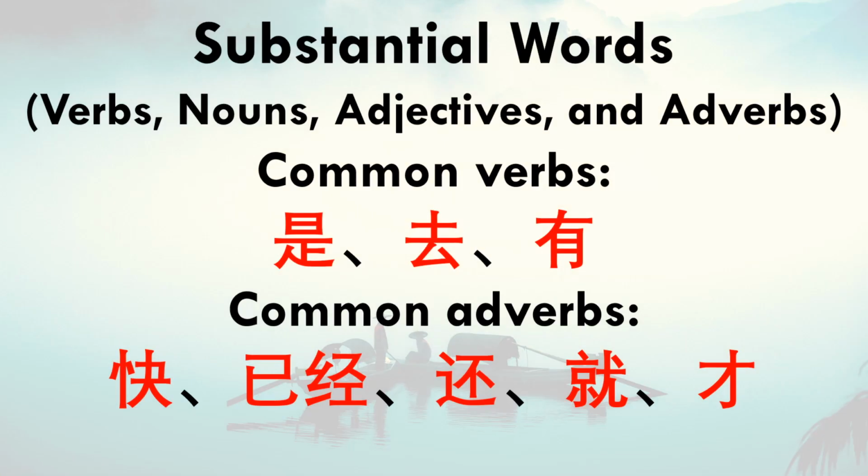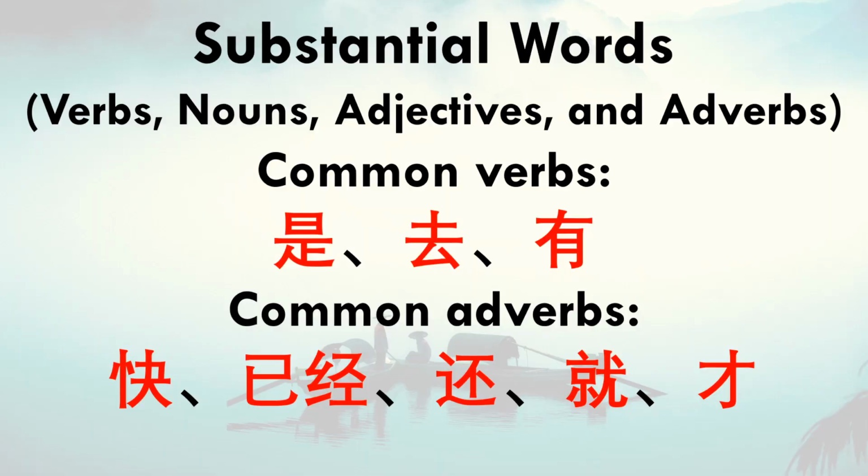Okay, so now let's look at substantial words. These are verbs, nouns, adjectives, and adverbs, and generally you just want to stress all of them if you want to sound deliberate, that is. And if you don't want to sound deliberate, then you would stress some of them and leave out the most common ones. So there's no hard and fast rule for substantial words. Generally, if it's a 2-syllable word and it's a verb, noun, adjective, or an adverb, you want to stress that usually. But for some common words, you don't have to stress them because they're so common, like 是, 去, 有 for verbs.